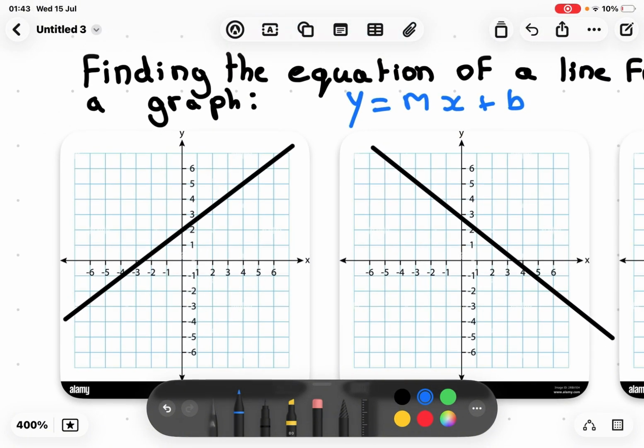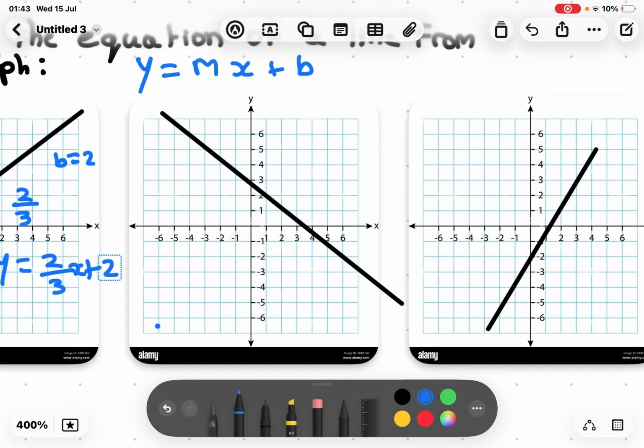These are a bit wobbly, but basically here are the 2 points that we're going to do. So 1, 2, 3, 2, 4, so 2, 3. The y-intercept is 2. And then this is the gradient. So here's the answer.